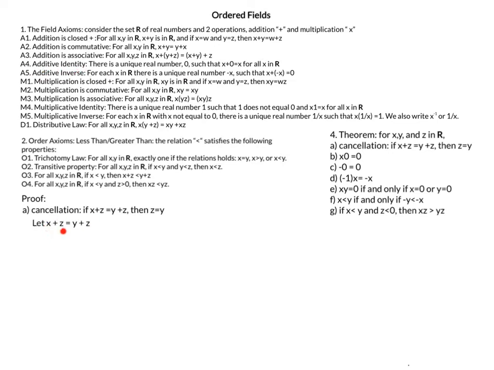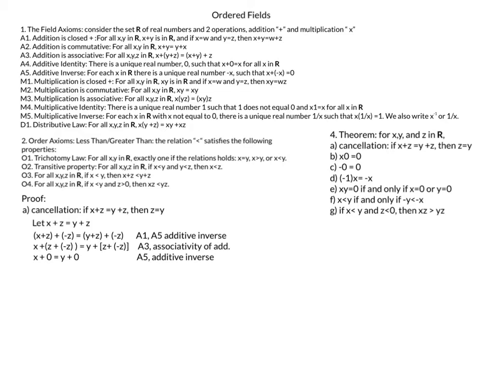We start with x plus z is equal to y plus z. As I mentioned, we're going to subtract z from both sides, and in doing this, we're calling on the fact that every element, z, has an additive inverse. We're also calling on the fact that the addition is closed, so we're still going to stay in the real numbers.